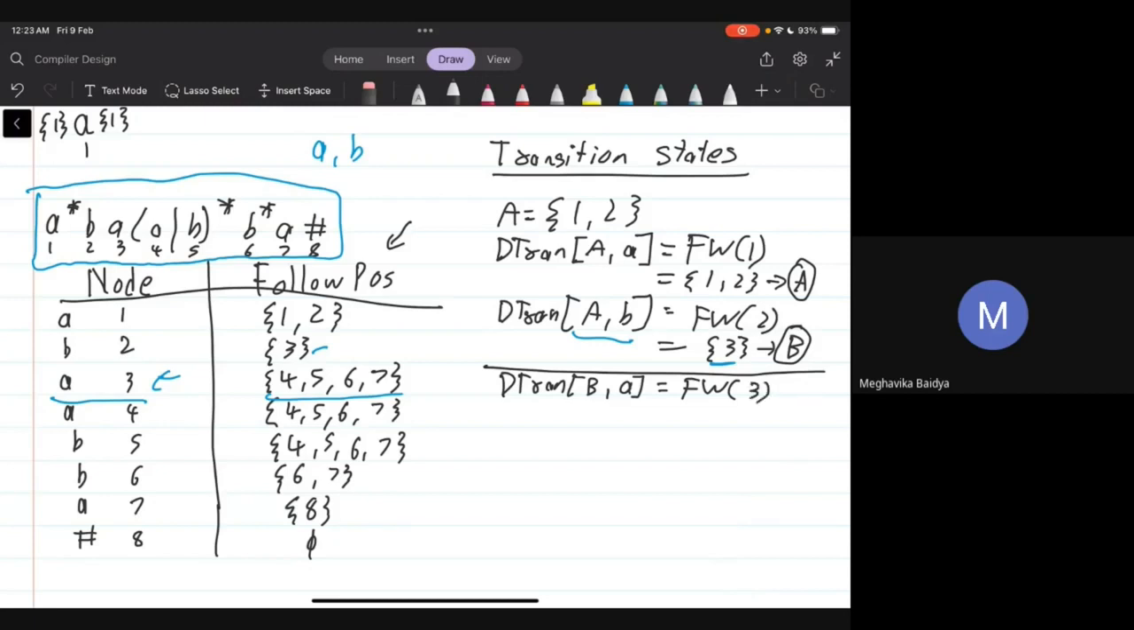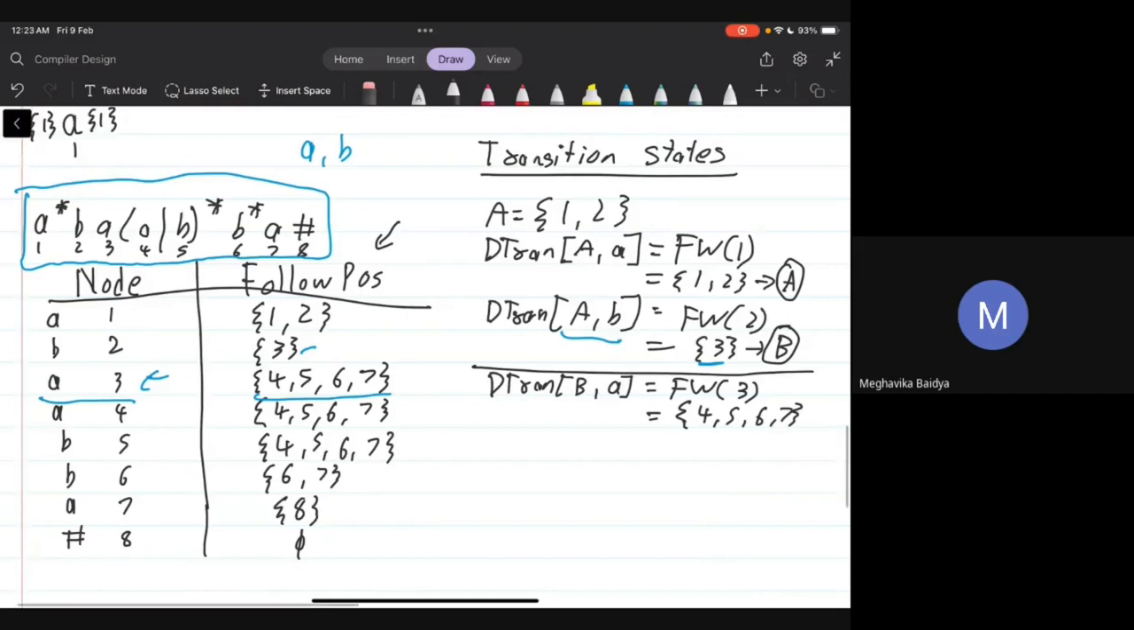One second, let me figure it out. Okay, got it. And what is followpos of 3? That is 4, 5, 6, 7. All right, and what will the state name be for this? It's a new occurrence, so C. Yes, exactly. So you write C.